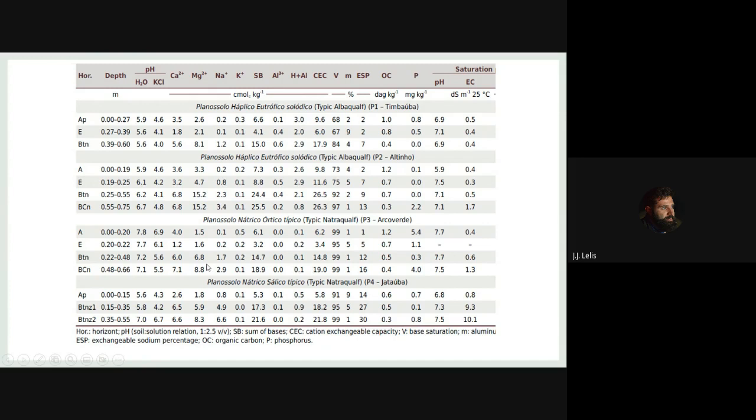In the third example, the deepest horizon also possesses a high sodium saturation. And in the first and the second examples, we don't have a high sodium saturation. So we should check the structure or other information to identify if they possess a natric horizon. But the third and the fourth soil profiles, I'm sorry, they possess a natric horizon.